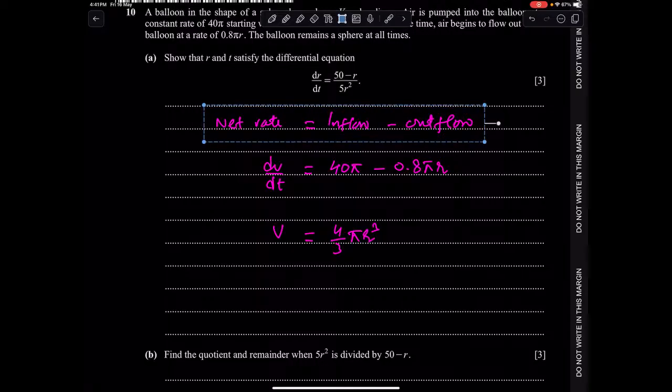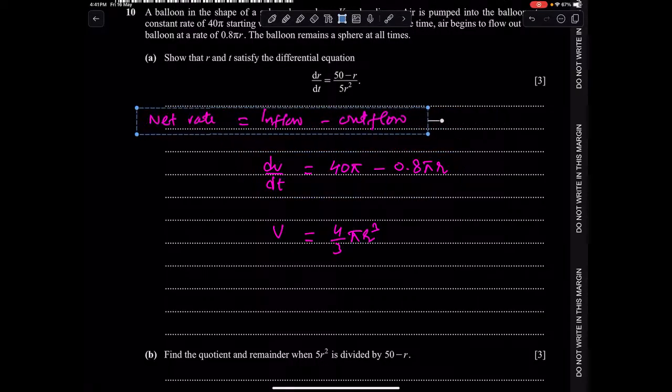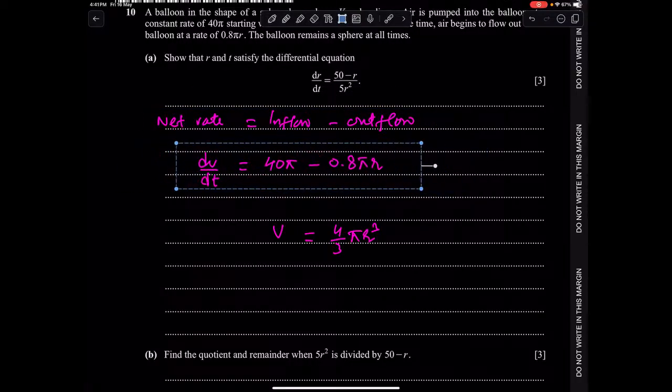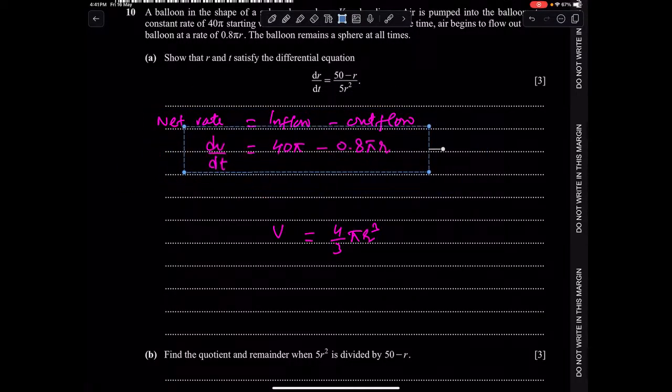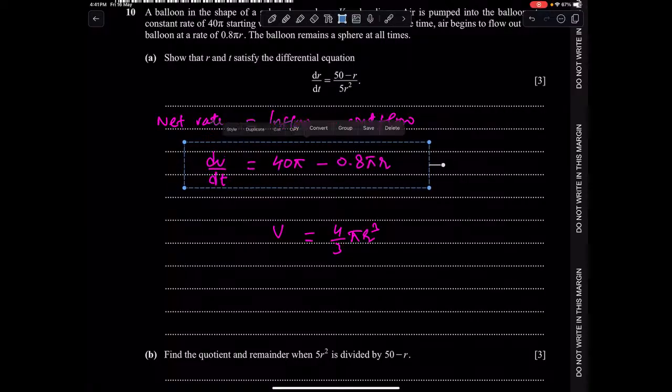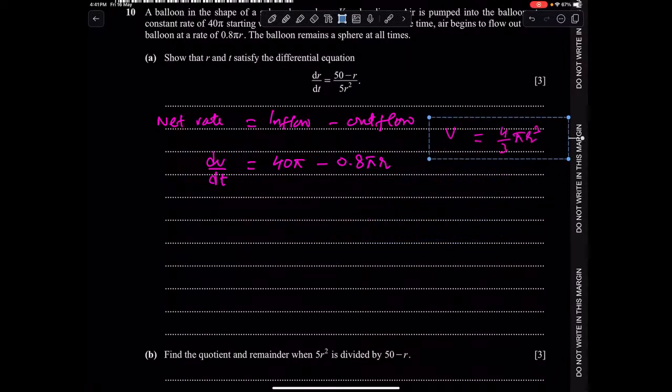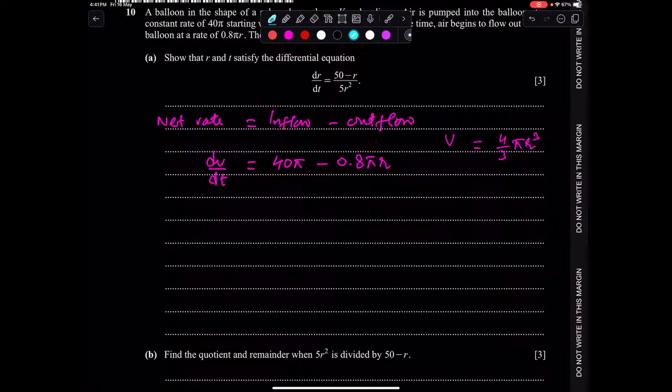Okay, we need more space. We don't have enough space for this part. Write this formula here and differentiate it because we would need it in chain rule. So it's 4 pi r square.